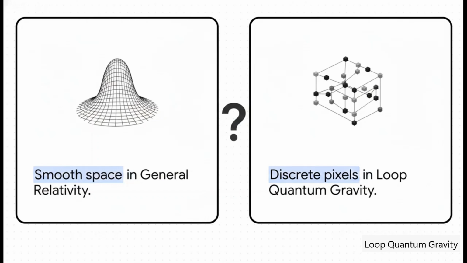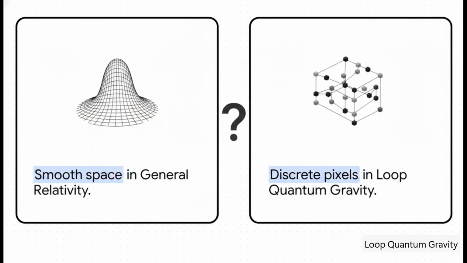But on the exact opposite side, we have loop quantum gravity, or LQG. Now, LQG says, hold on, if you zoom in close enough, space isn't smooth at all. Instead, it's made up of tiny, individual pixelated chunks. They usually call these spin networks.